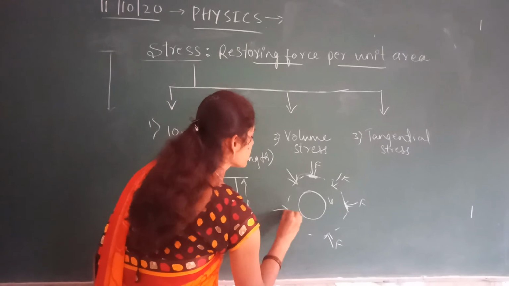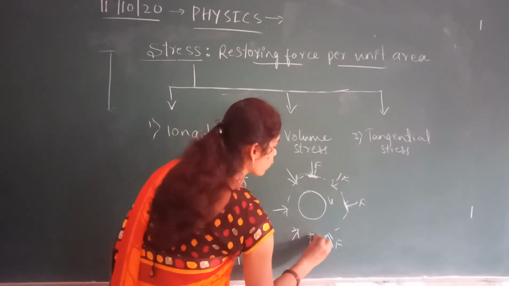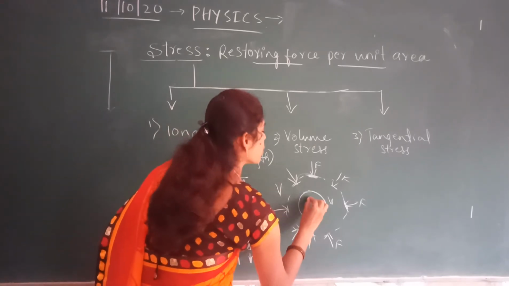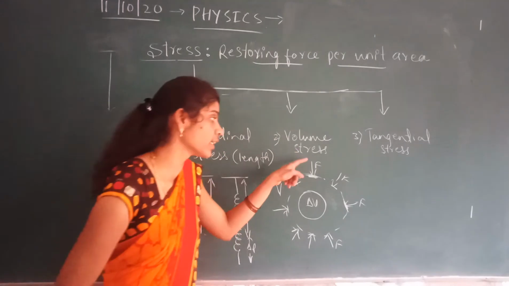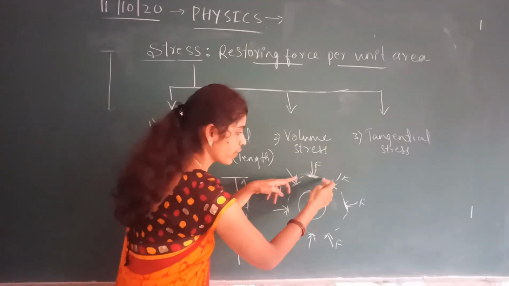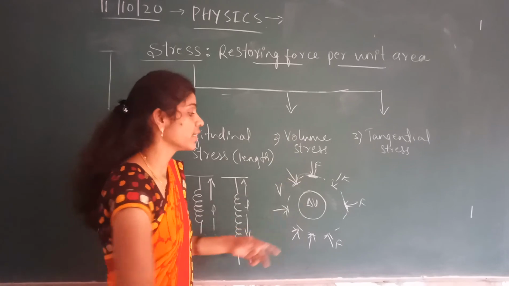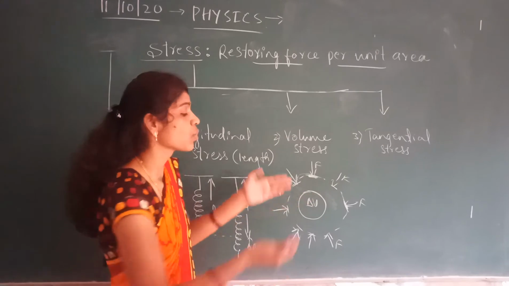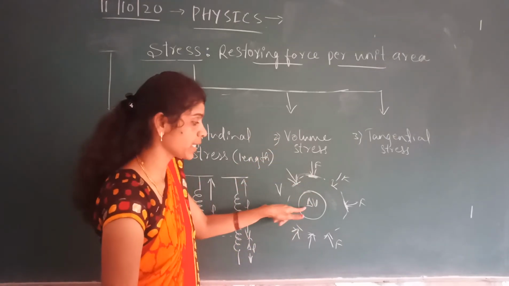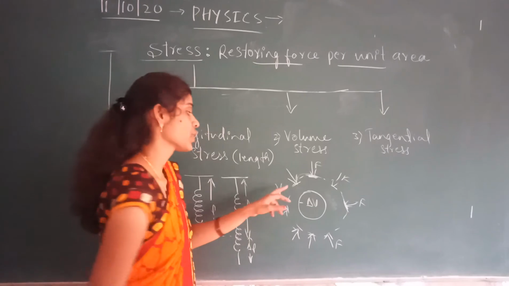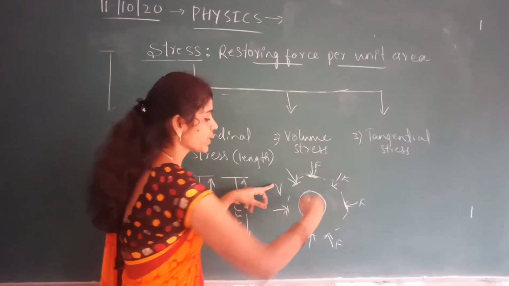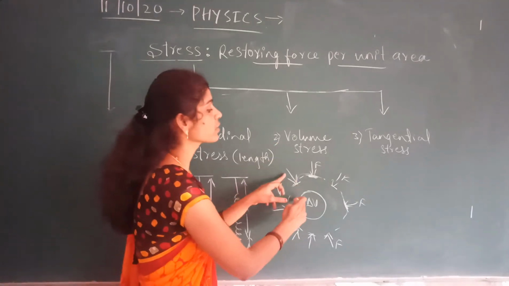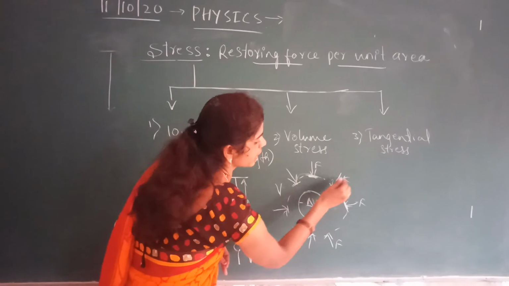Volume stress means the restoring force per unit area of the deforming body when the deforming force acts perpendicular to the surface. Here a decrease in volume takes place. Why? As the pressure increases, volume is going to decrease. That is represented by minus delta V. Let us consider initially the object is having certain volume V, represented by V here. We are applying the force perpendicular to the surface.